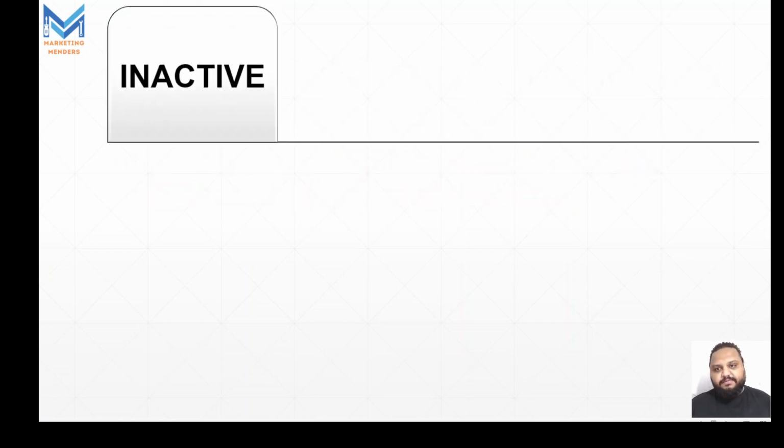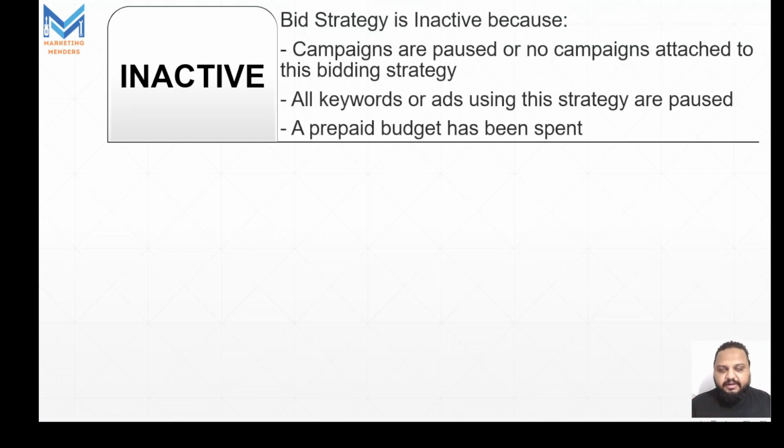Next, inactive, the opposite of active, right? If your bid strategy is inactive, there could be multiple reasons. A, your campaigns are paused or no campaigns are attached to this bidding strategy. Number two, all keywords or ads using this strategy are paused. Or third possibility, a prepaid budget has been spent. So for the campaigns and the keywords, right?